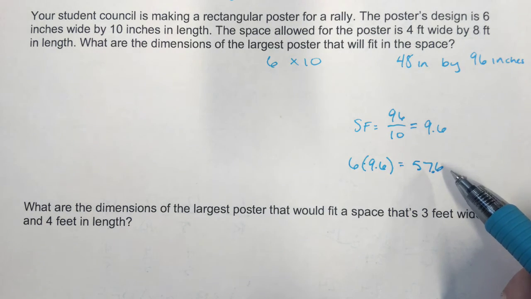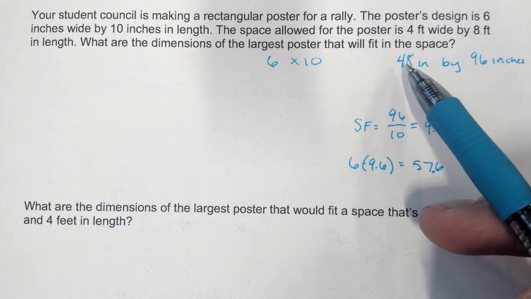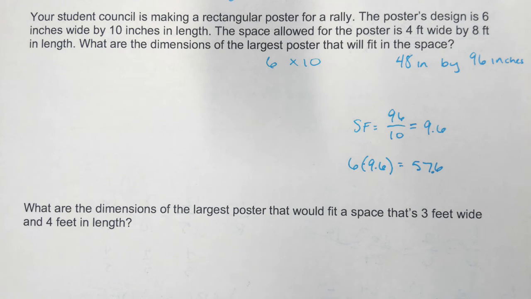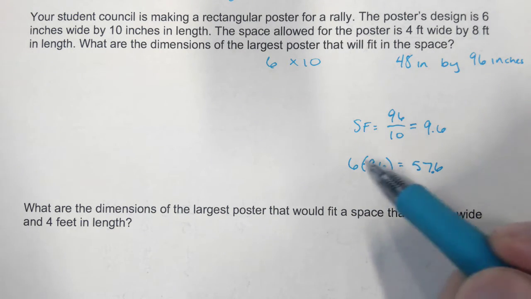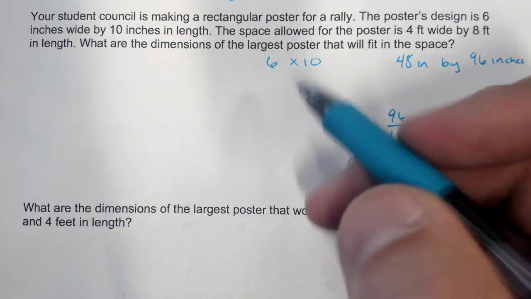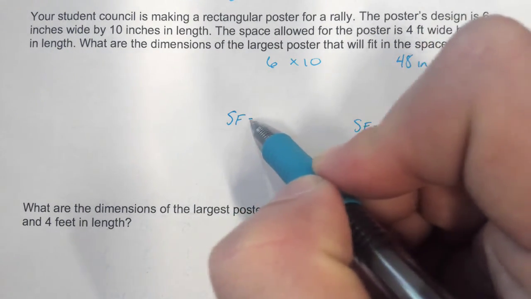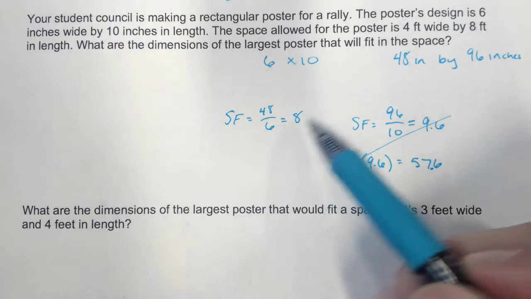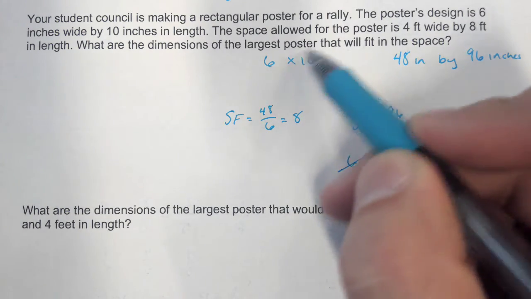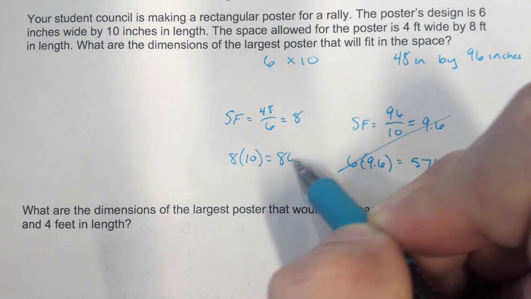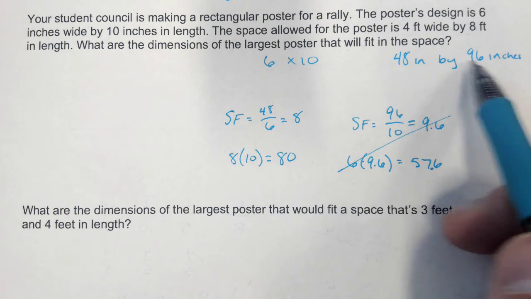Now let's look at our dimensions. It's only 48 inches. That's too big. It's not going to fit. So that one's not going to work. Let's instead look at our other scenario. To get from 6 to 48, let's try this scale factor. 48 divided by 6. 6 times 8 is 48. So our scale factor is 8. If I apply it to my other number, 10, 8 times 10 is 80. That is going to fit because it's 96 inches wide.